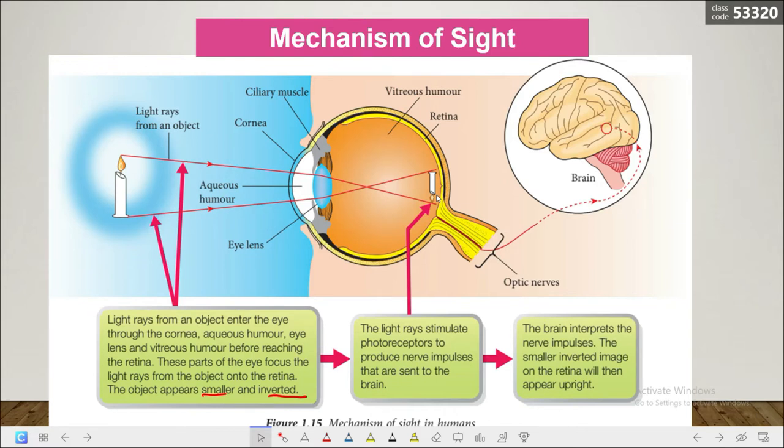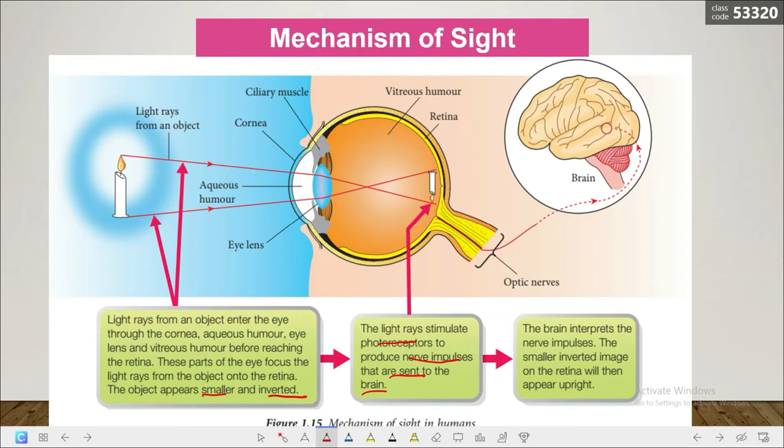All right. So the light rays stimulate the photoreceptors to produce the nerve impulse that is sent to the brain. When the light ray enters the vitreous humor and goes to the retina, we already know the vitreous humor's function is to focus the light into the retina. Now when it reaches the retina, inside the retina there is the photoreceptor.